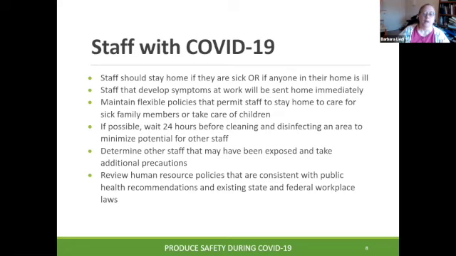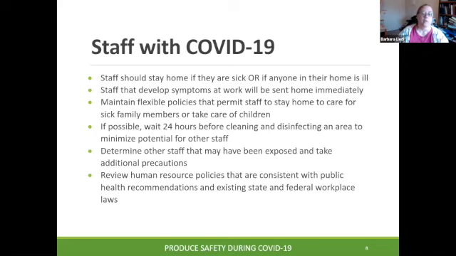Have flexible policies that can work with staff to stay at home to care for either sick family members or deal with children, because we've had the whole disruption to the educational system and that's made things weird. So you may have to work with your staff on a split schedule so that they have time to work with their kids. So they may come in super early or stay later than normal.